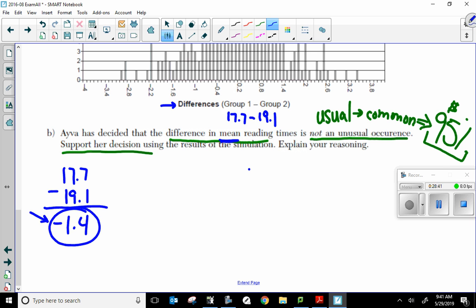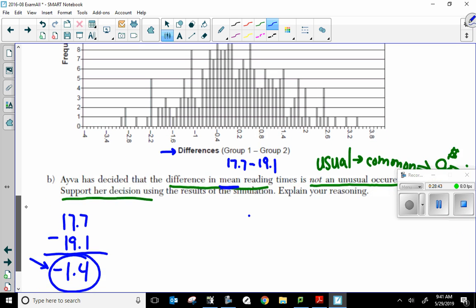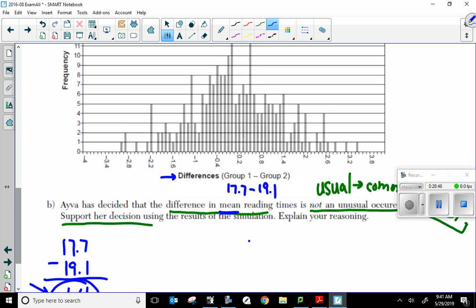So let's look at our chart here. Where would negative 1.4 fall? Each one of these spaces here, in between the tick marks, represents a tenth. So if I go down here and I go down the line, negative 1.4 is right, and I will highlight this. This line right here, right there, that is negative 1.4. So she says that is common. That is inside our 95%.